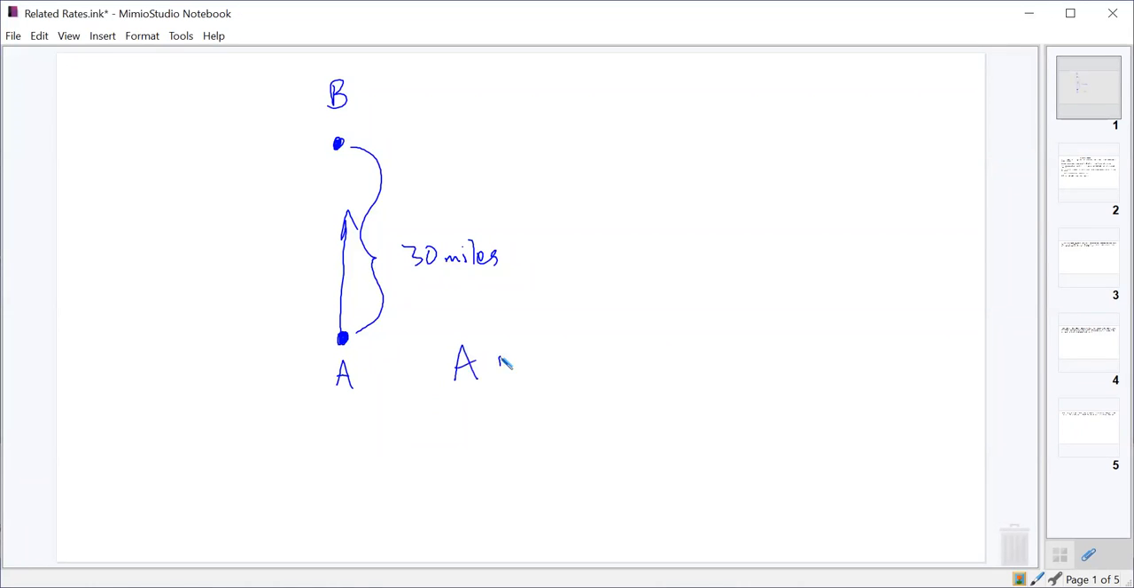So we're going to say A is going north at 15 miles an hour. And then it also says that ship B is sailing west at 10 miles an hour. Say west, 10 miles an hour. And we want to find the time when the distance between them is at a minimum.